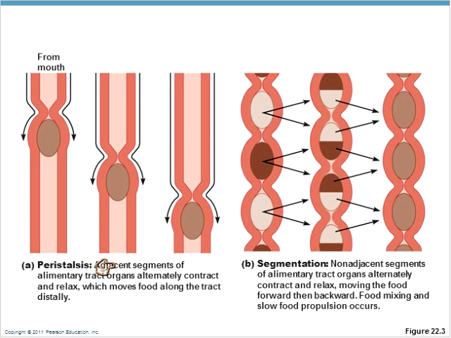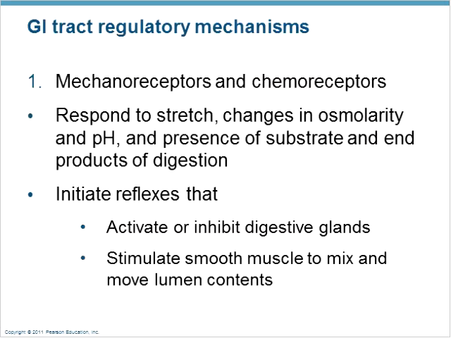Segmentation is when non-adjacent segments of the alimentary tract organs alternately contract and relax, moving the food forward then backward, and that mixes the food up. Segmentation doesn't really move the food in a direction, it churns it, whereas the goal of peristalsis is to move the food in a given direction.